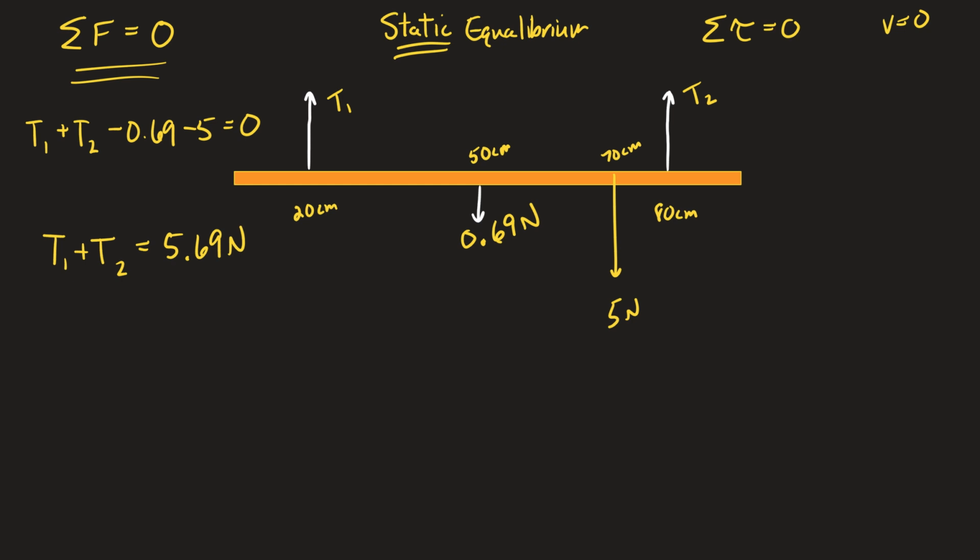Step 3 is actually pretty simple. If the object's not rotating, then there is no defined pivot point, but torque requires a pivot point in order to calculate it. So you must choose a location for your pivot point.